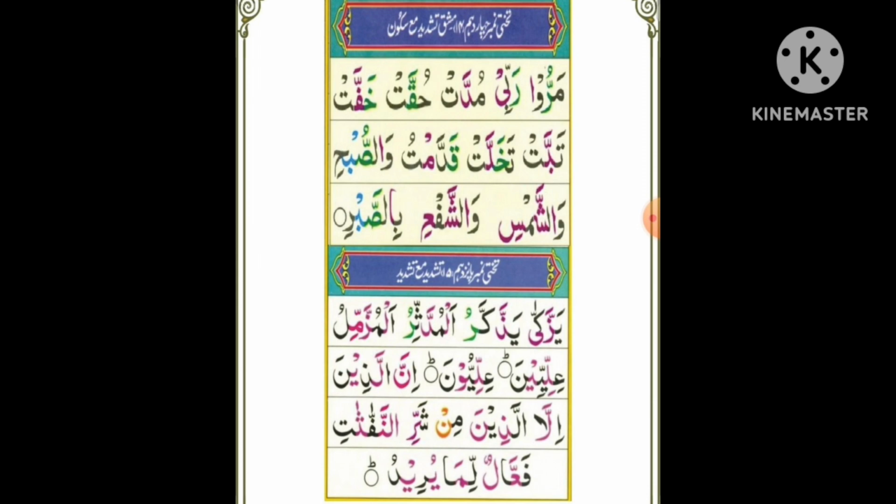Okay. So the second one is Rabbi. See the third one. It is Meem Dal Pesh Mud, Dal Ta Zabar Dat, Muddat. Then you have Huqqat. You cannot say Huqqat. You have to join the Ha and Qaf first. Huqqat. Khaffat. Come to the second line.